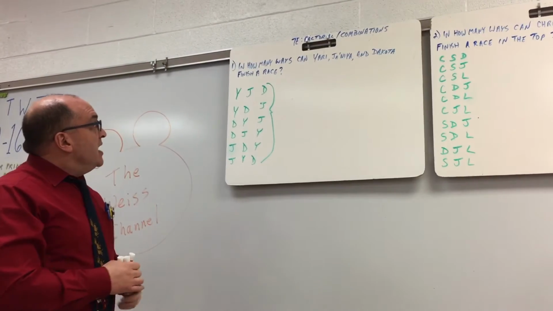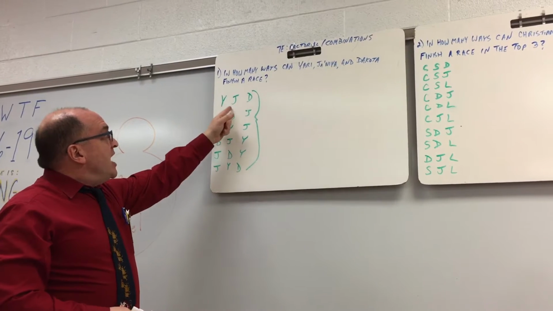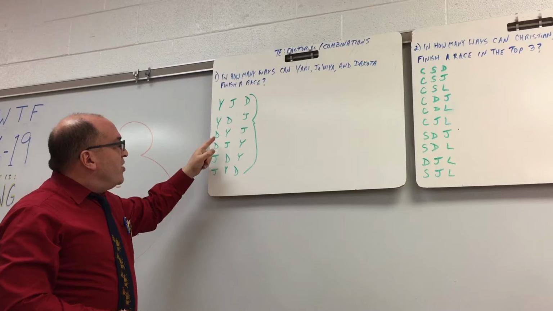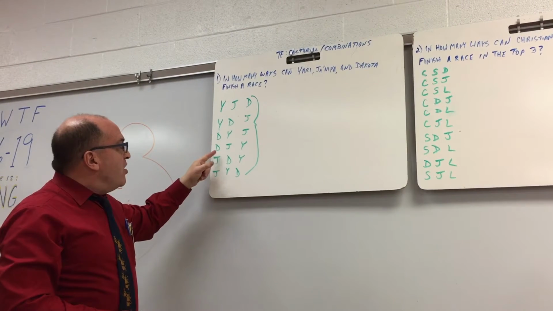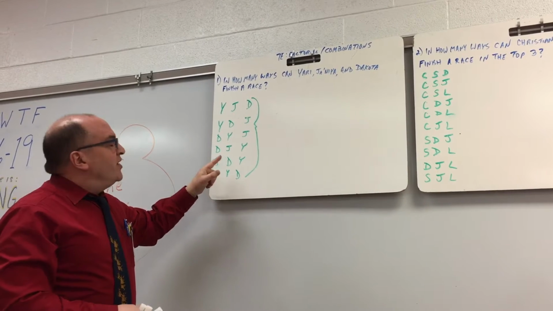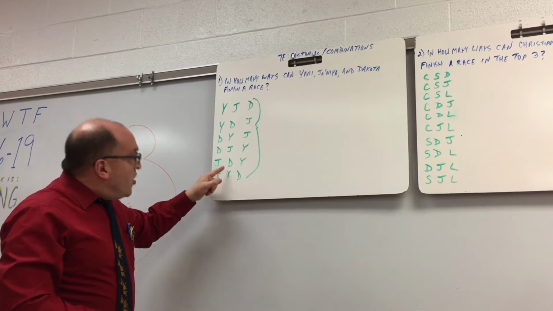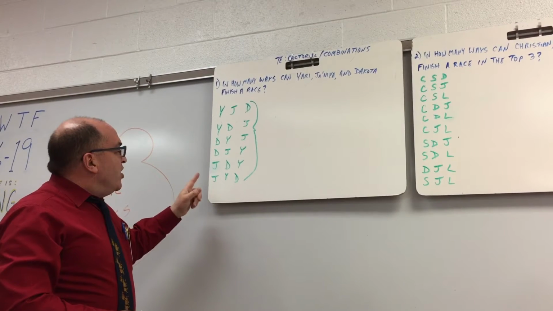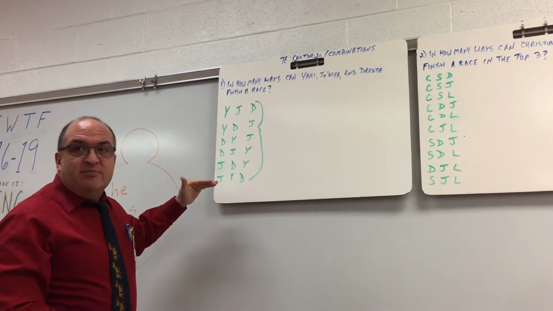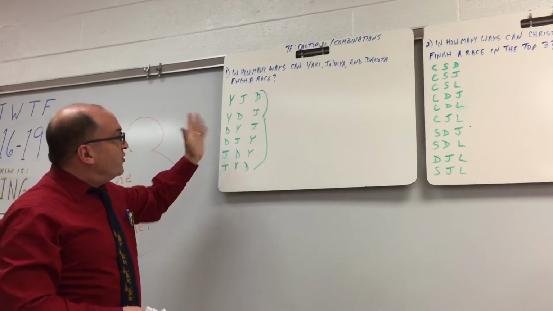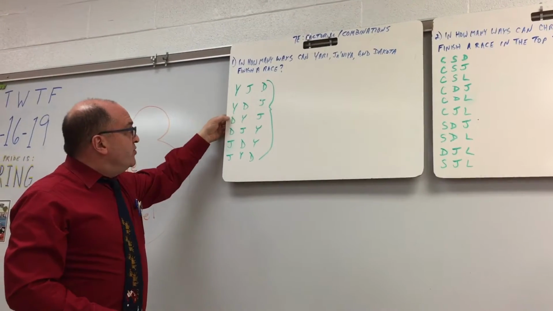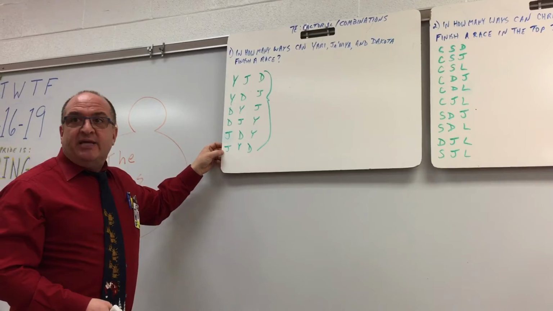Okay. Well, it could be Yari, Janaya, Dakota. It could be Yari, Dakota, Janaya. It could be Dakota, Yari, Janaya. It could be Dakota, Janaya, Yari. It could be Janaya, Dakota, Yari. Or it could be Janaya, Yari, Dakota. These are all of the possible ways that the three can finish first, second, third. Okay? How many ways are there? 1, 2, 3, 4, 5, 6.